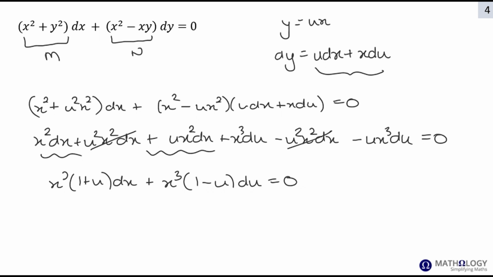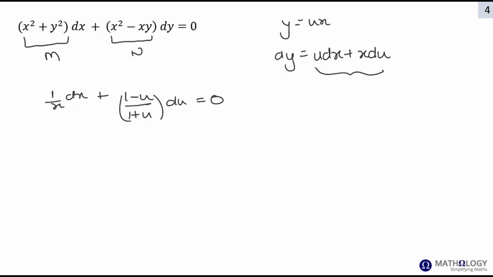Now we just need to separate these variables. So we're going to divide through by x cubed first. So x squared divided by x cubed will be 1 over x. Then we'll have dx. At the same time, we're going to divide every term by 1 plus u. So we will now have 1 minus u over 1 plus u du equals 0. And then we can put this into variable separable form.